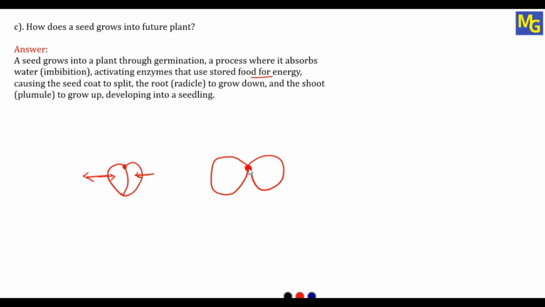How does it grow? It grows into two parts. One part will be like this upside, and the other part will be like this downside. This upside part is called the plumule, and this downside part is called the radicle. Remember this. This diagram is there in the NCERT book. This plumule will start growing to give shoot or stem, and this radicle will start growing to give roots. This whole process is called germination.